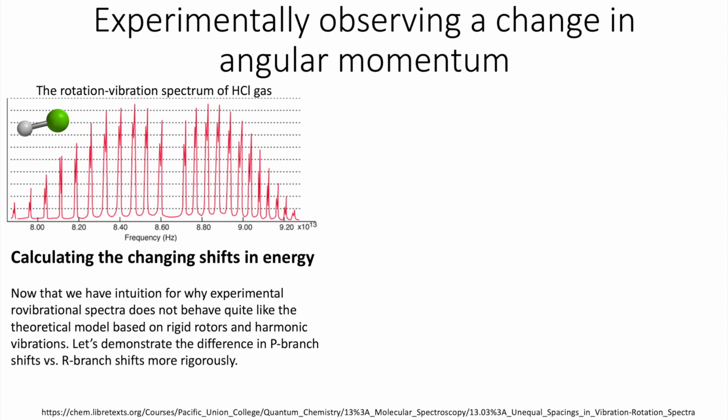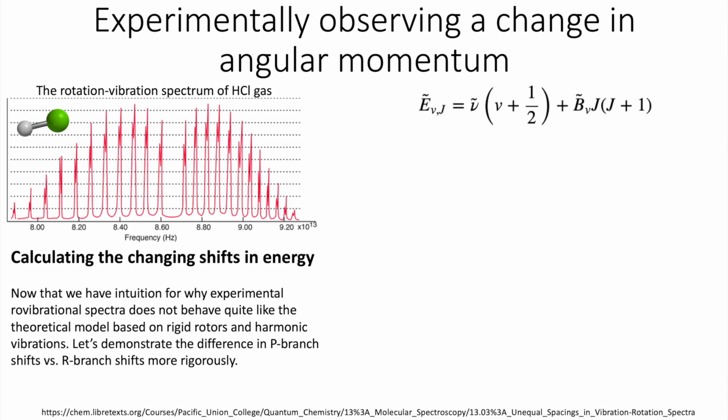All right, so now we have some intuition for why the experimental rovibrational spectra of a linear rotor molecule like HCl is not behaving like the theoretical model, or at least it's very similar to it, right? The theoretical model is still very useful because we could say, okay, if it was this perfect harmonic bonded rotor, it would behave like that, and then we can look at the experimental one and say, okay, it's close to that, but why is it different? This is a very useful tool for understanding things, but it's really important to try and understand why it's different. So let's do a little bit of math here and show the energy differences and compare what's happening in the P branch versus the R branch.